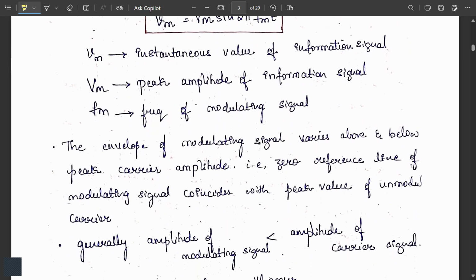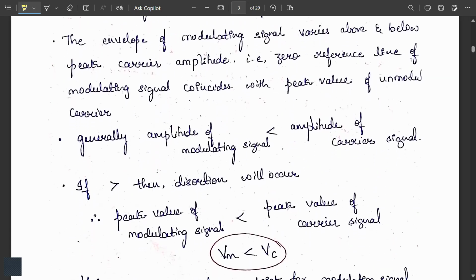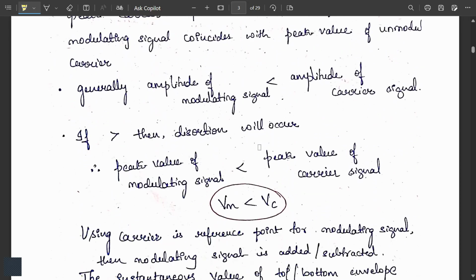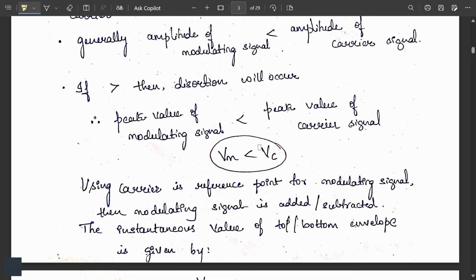The envelope of the modulating signal varies above and below the peak carrier amplitude. That is, the zero reference line of the modulating signal coincides with the peak of the unmodulated carrier. Generally, the amplitude of the modulating signal is less than the amplitude of the carrier signal. If it is greater, then the peak of the modulating signal will be more than the peak of the carrier signal.